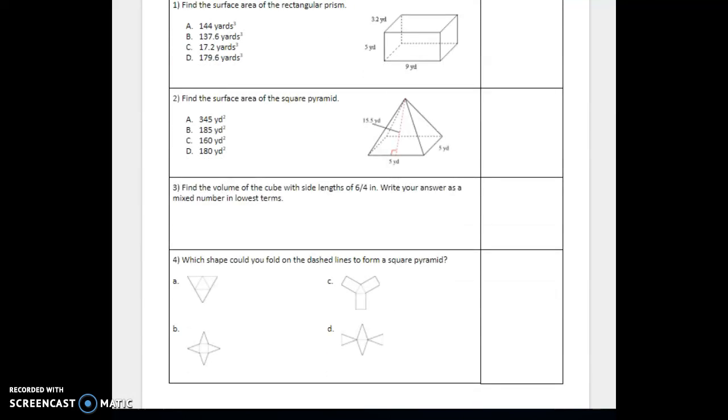Question 3. Find the volume of the cube with side lengths of 6/4 inch. Write your answer as a mixed number in lowest terms. Question 4. What shape could you fold on the dashed lines to form a square pyramid?